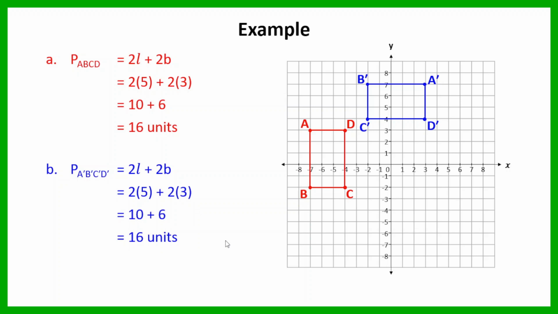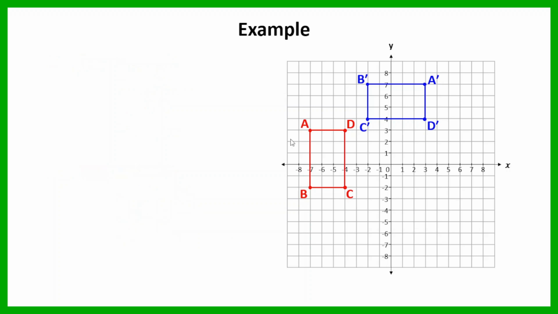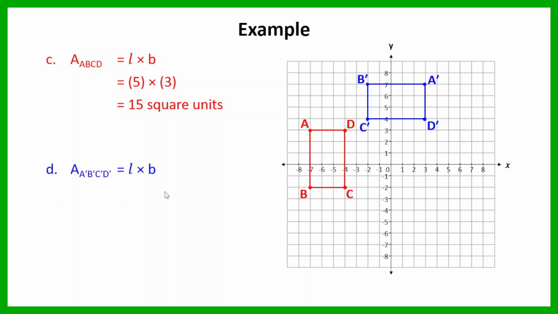Now let's have a look at the area of the two rectangles. To work out area, I use the formula area is length times breadth. For my ABCD, I've got a length of 5 and a breadth of 3. So that's 5 times 3, which gives me 15 square units. The area of the image of ABCD, I'm going to do the same formula. The length is also 5, the breadth is also 3, so that gives me 5 times 3, and that gives me 15 square units as well.